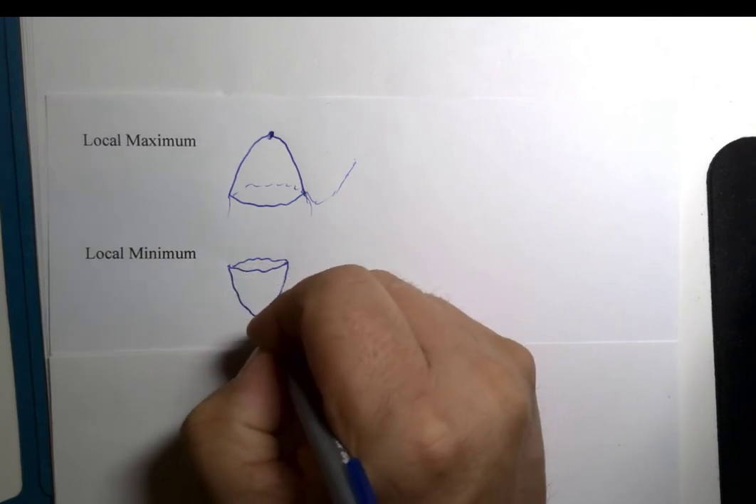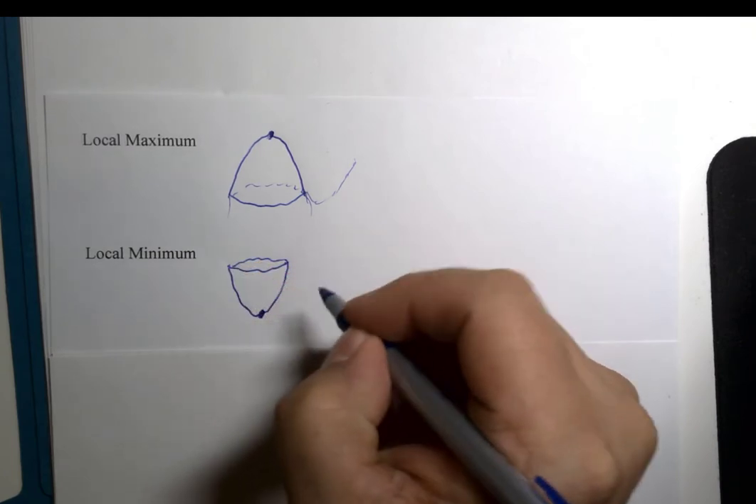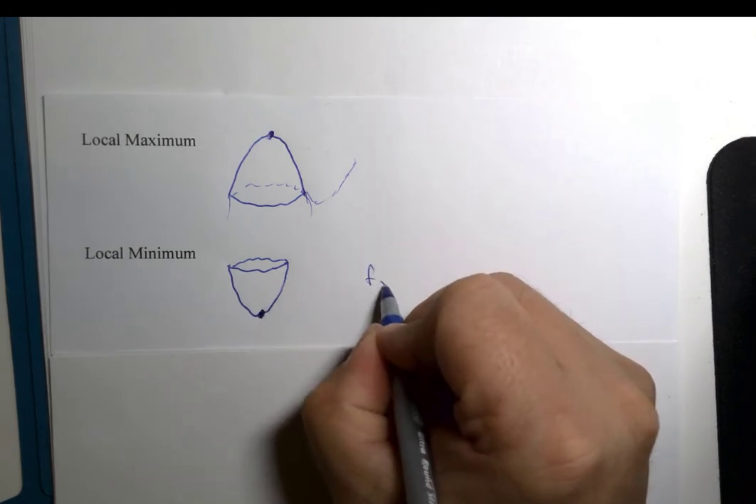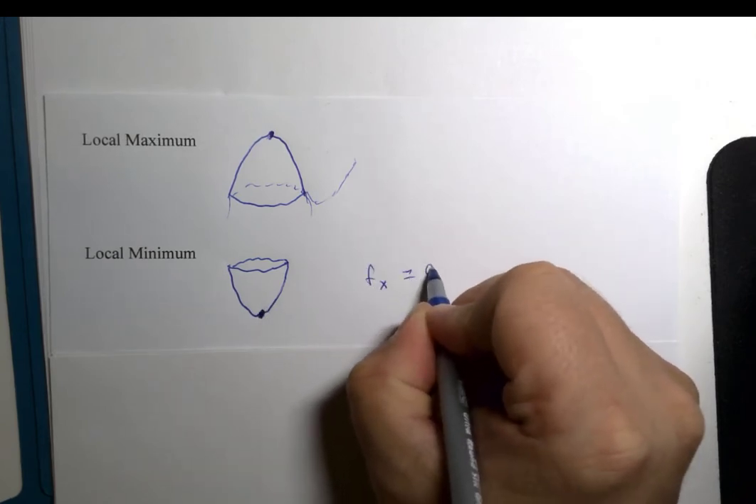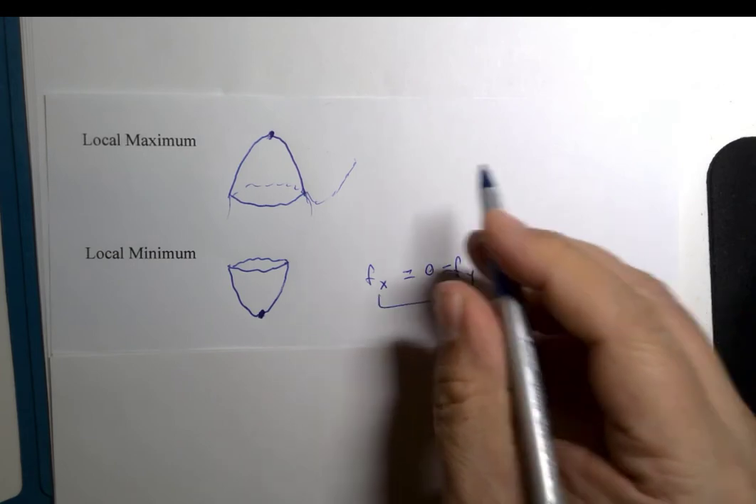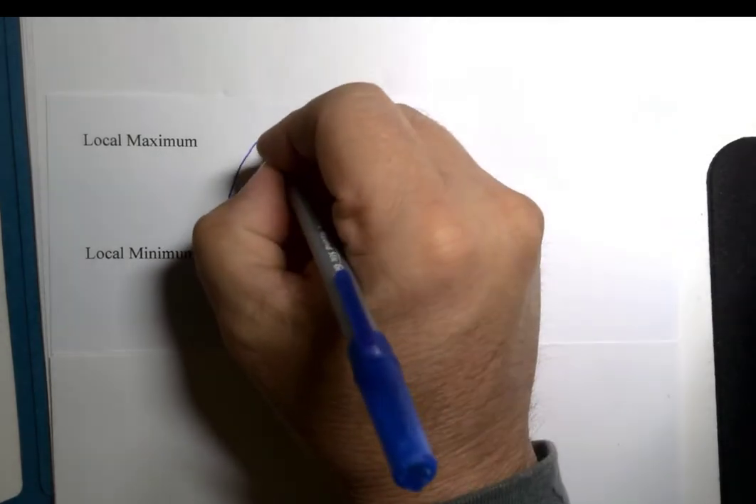I'm using the paraboloid because it's the easiest to sketch in a hurry. And so that would be a place where both the x and y partial derivatives are both 0 simultaneously, here and here.